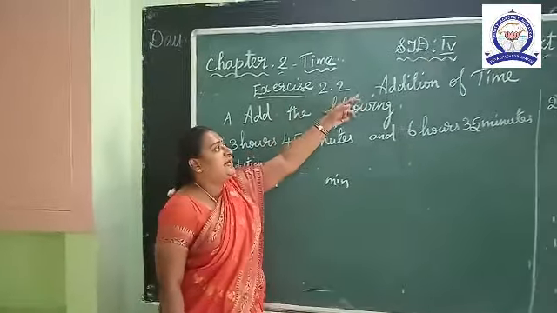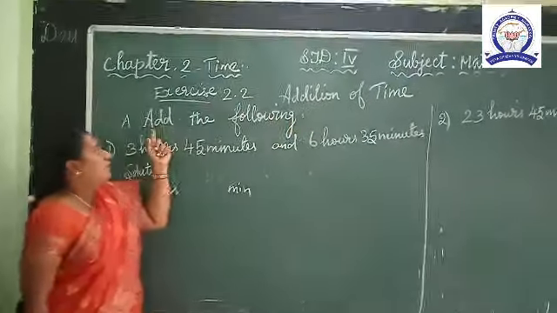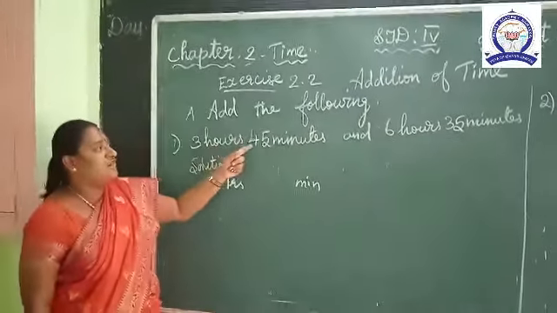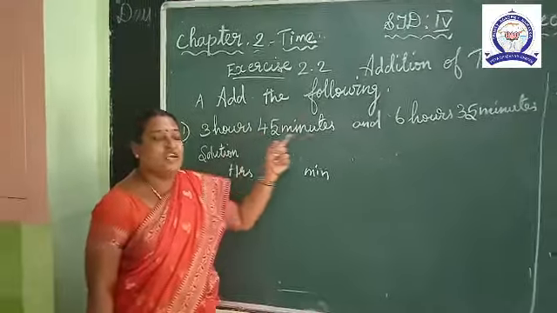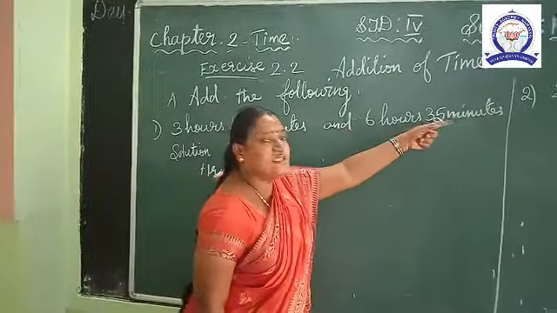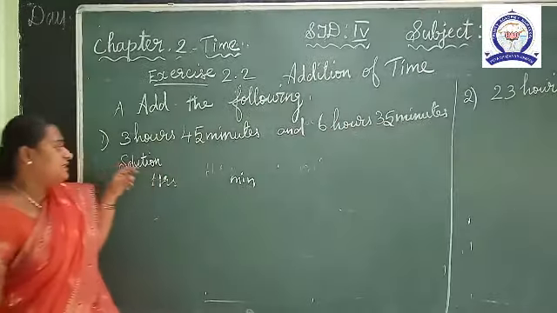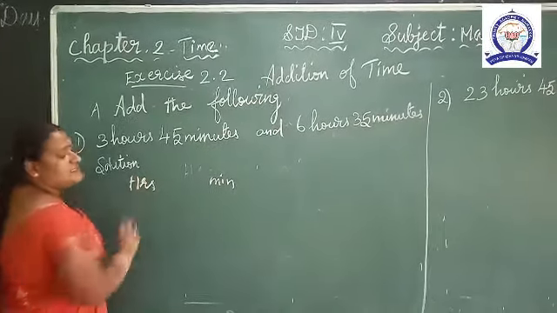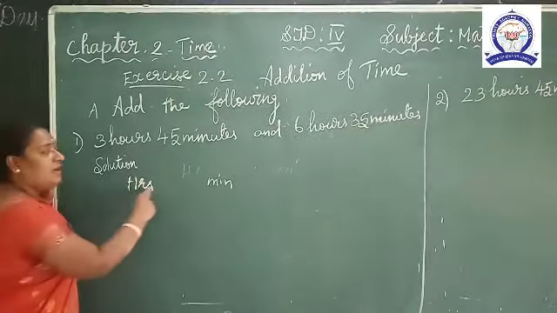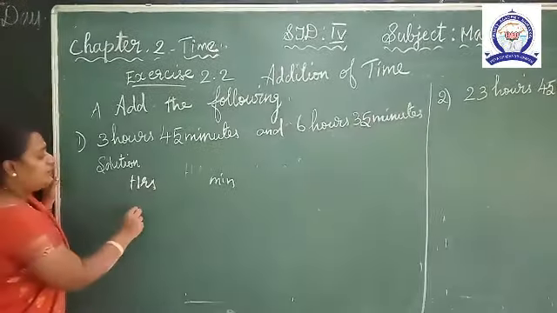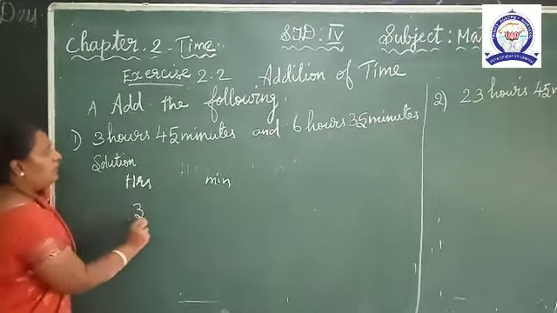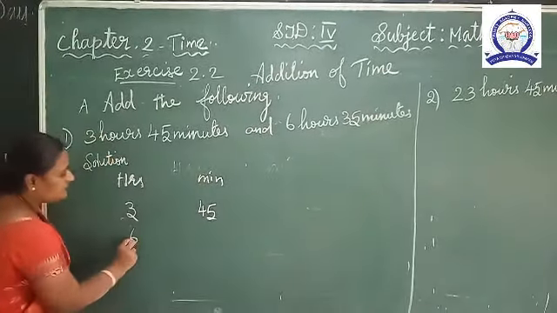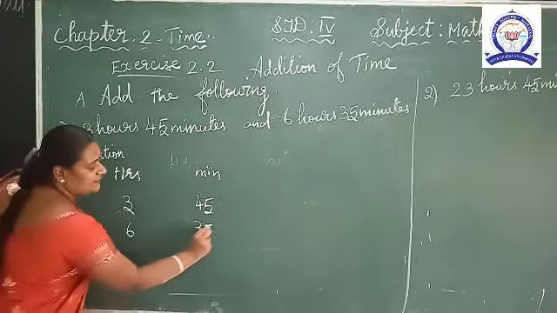Next we see addition of time. So add the following. First question, 3 hours 45 minutes and 6 hours 35 minutes. So listen, solution. You write hours and minutes on top, then you write the numbers. 3 hours 45 minutes and 6 hours 35 minutes.